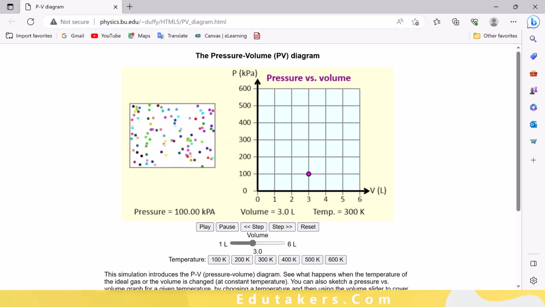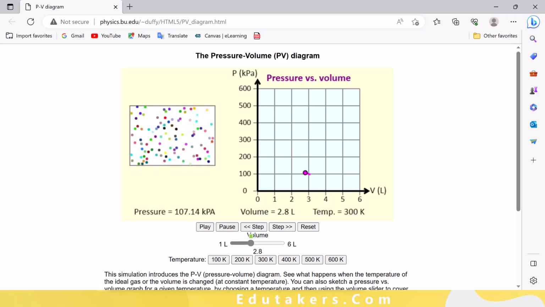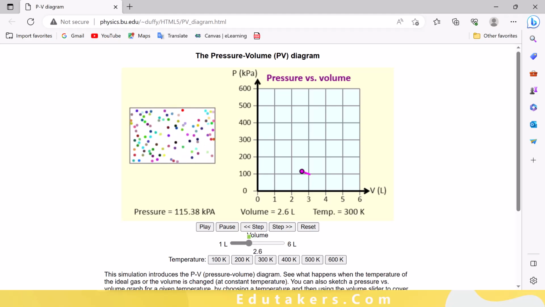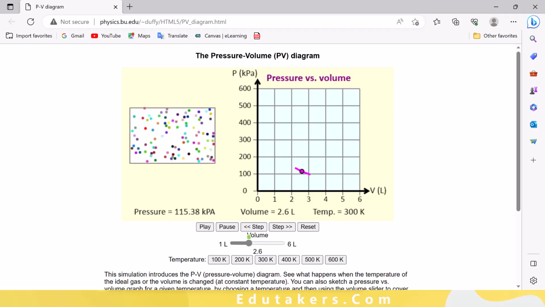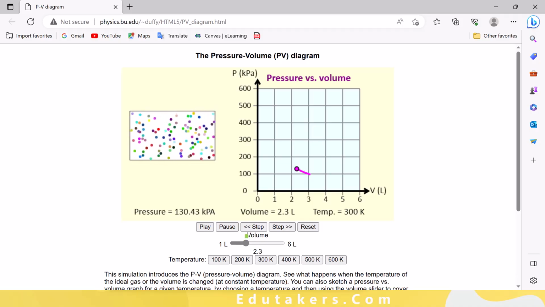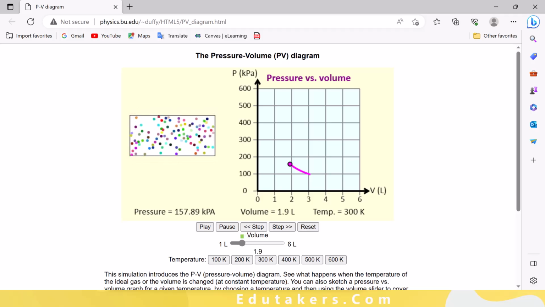Here you can see the particles are moving in random directions. Now suppose that initially the volume is 3.0 liters, and I'm going to decrease the volume. Then what will happen? You can see the collisions between the particles become frequent. The collisions increase by decreasing the volume. It means that pressure increases by decreasing the volume. You can also observe here you get a curved path on the pressure volume graph.